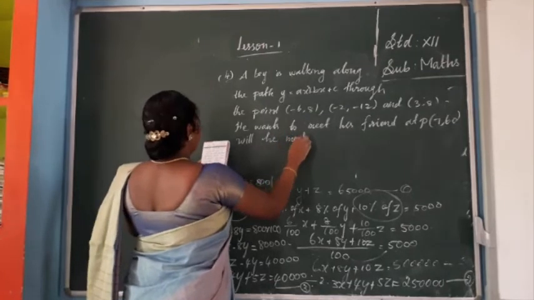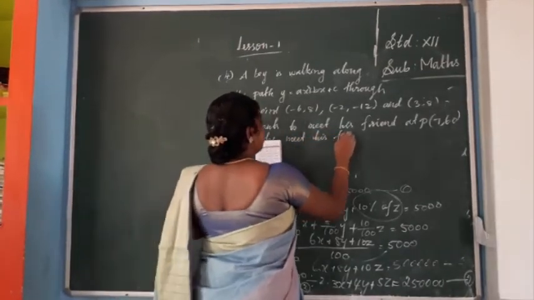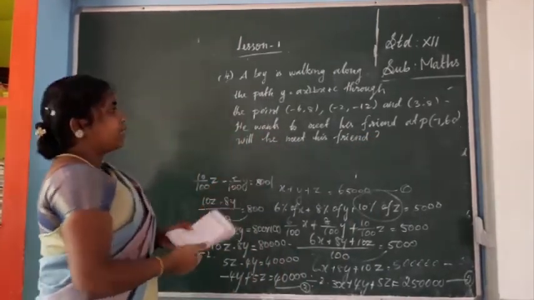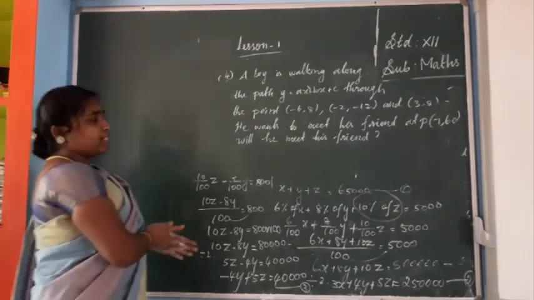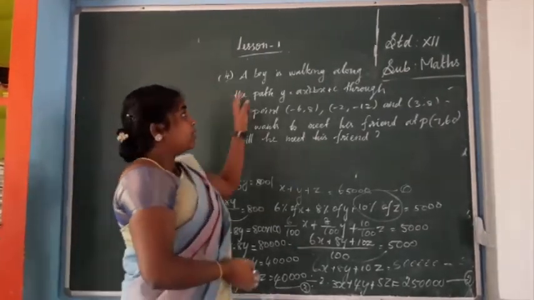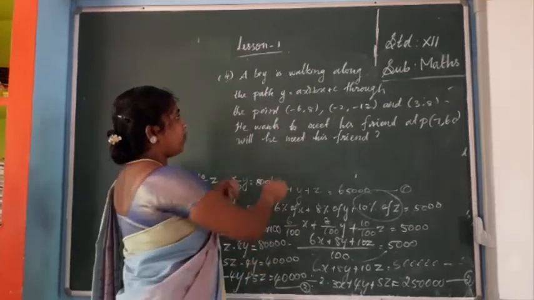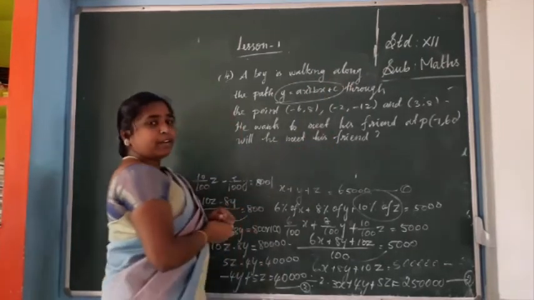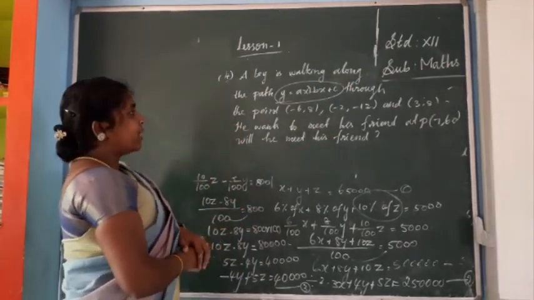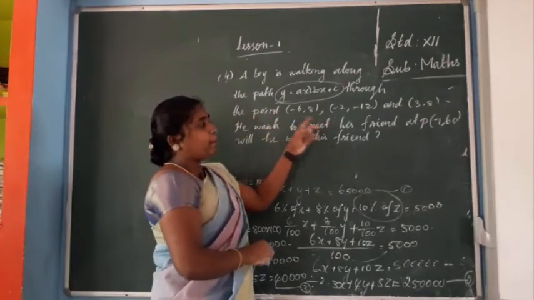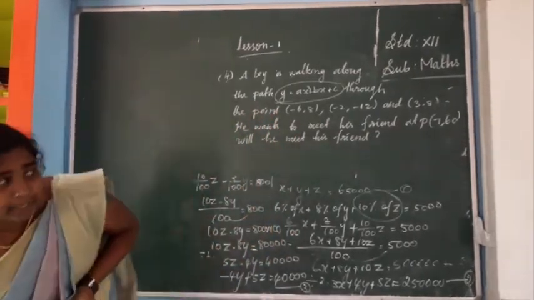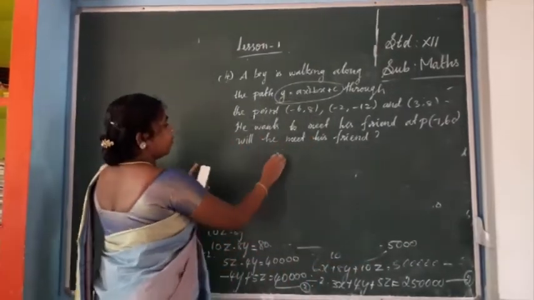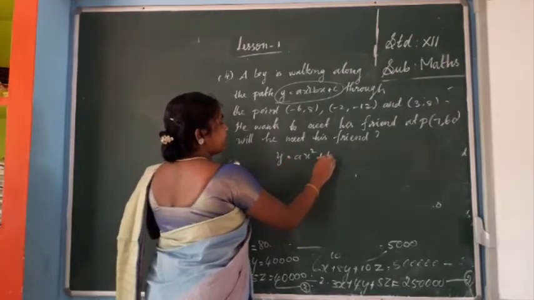Here also you use the Gaussian elimination method. First I am explaining how to do this problem. The boy is walking along the path y equal to ax square plus bx plus c. This is the equation. Then through the points, 3 points are given. So first I am explaining one equation. Y equal to ax square plus bx plus c.